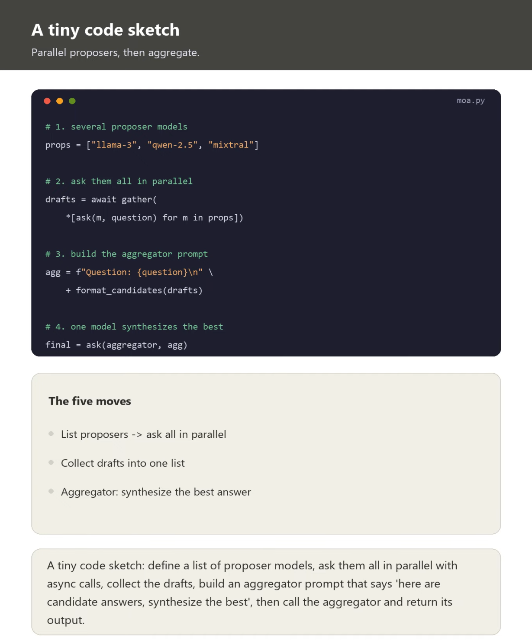Here is a tiny mental code sketch. Step 1. Define a list of proposer models. Step 2. Send the same prompt to all of them, ideally in parallel using async calls so you don't wait in series. Step 3. Collect the responses into a list. Step 4. Build an aggregator prompt that says, here is the question and here are several candidate answers, please synthesize the best final answer. Step 5. Call the aggregator and return its output.